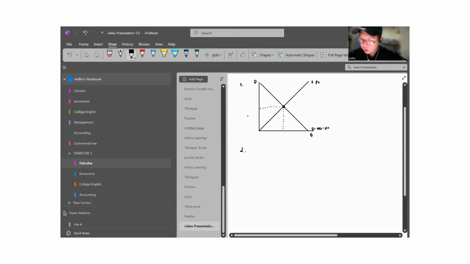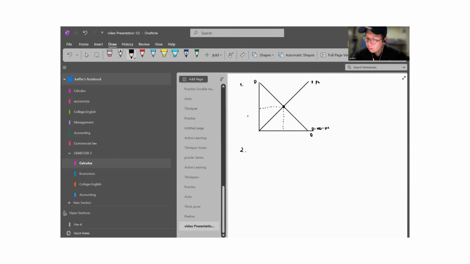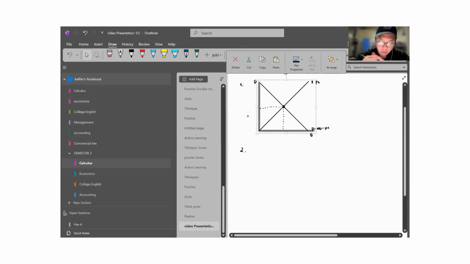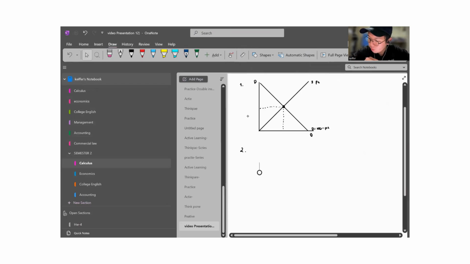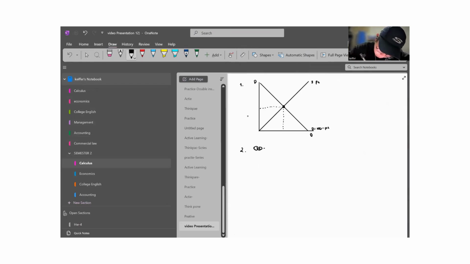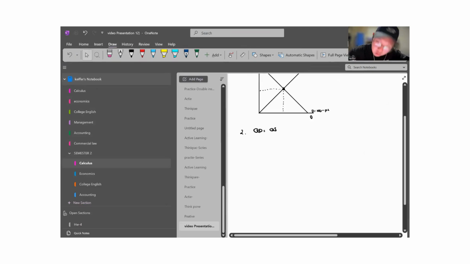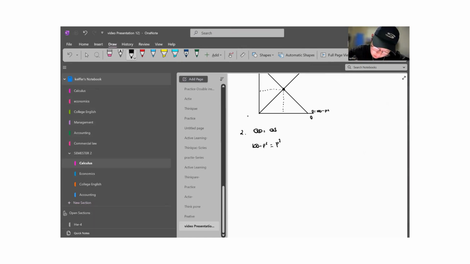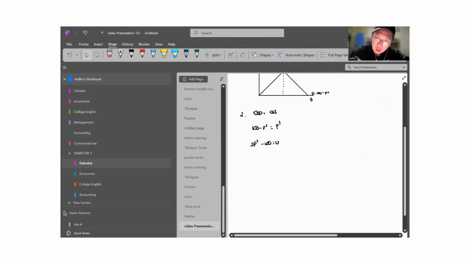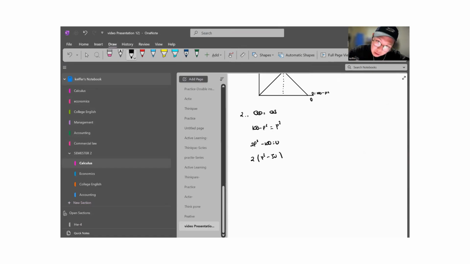This is for number 2, find the equilibrium price and quantity. Okay, that's the formula to find the price equilibrium and quantity. QD equal to QS. 100 minus P square equals to P square. We can know that 2P square minus 100 equals 0. Now we can take out the 2, so the inside only P square minus 50.